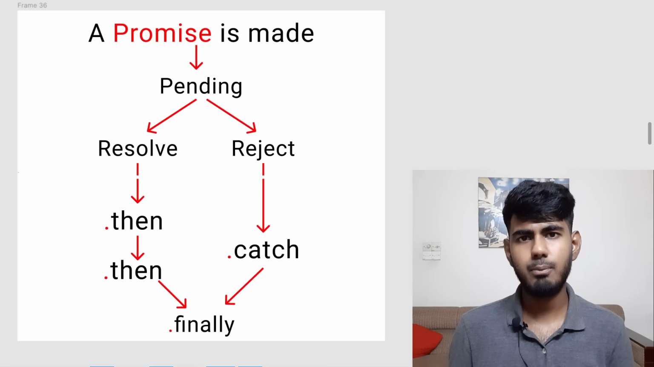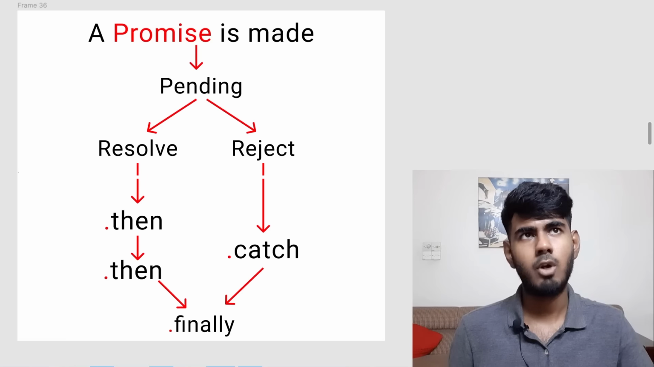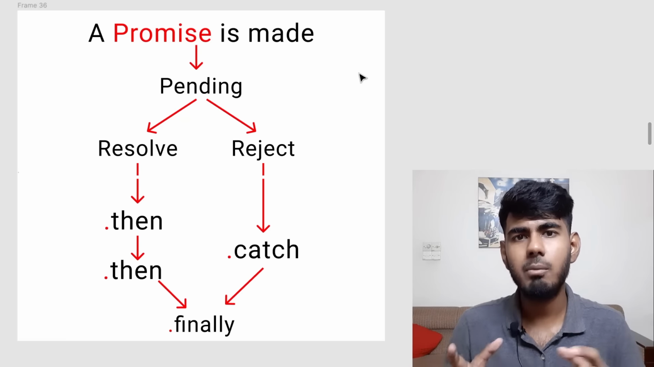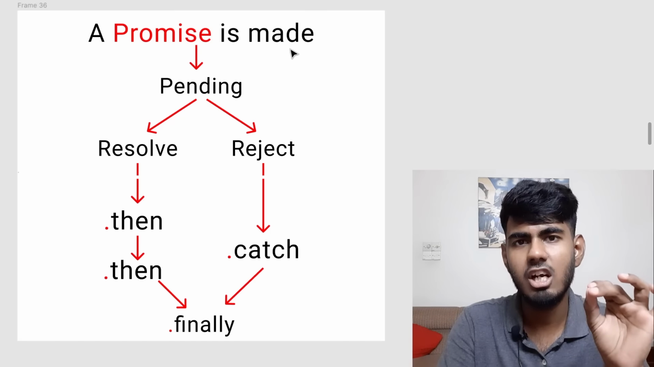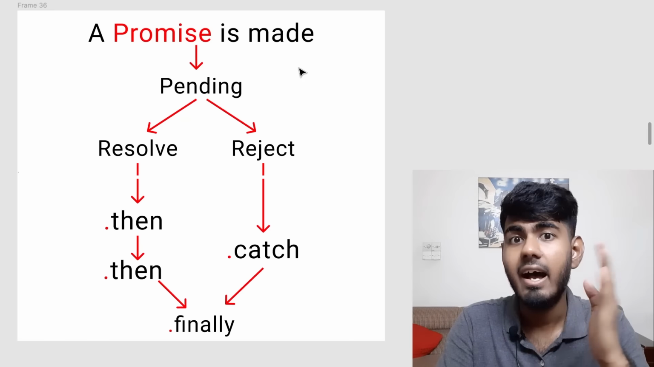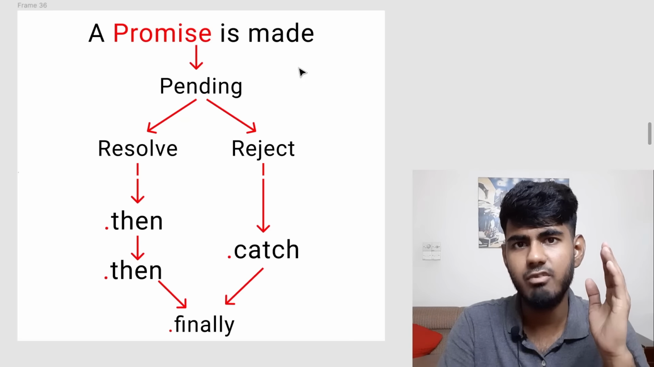In order to understand the promise, first of all you need to understand the promise cycle. So this is the diagram I made about the promise cycle. First of all, a promise is made. What promise do we make to our customers? Sir, we promise that we are gonna serve you ice cream. What? Ice cream. We promise we're gonna serve you ice cream.